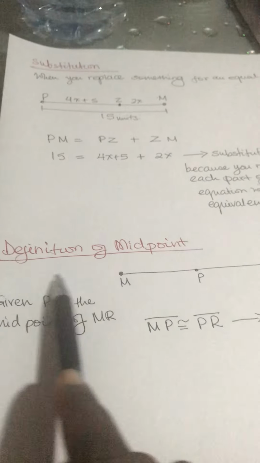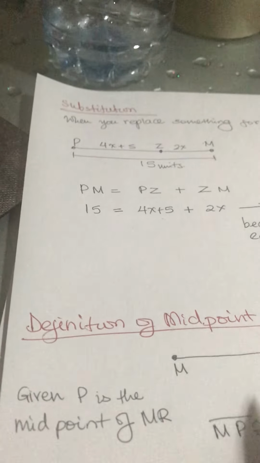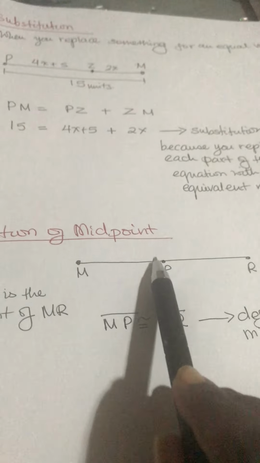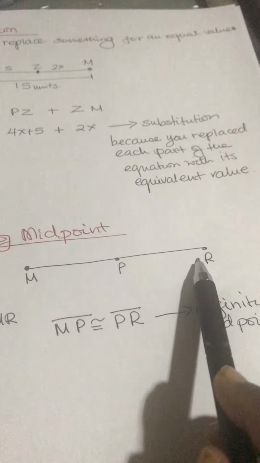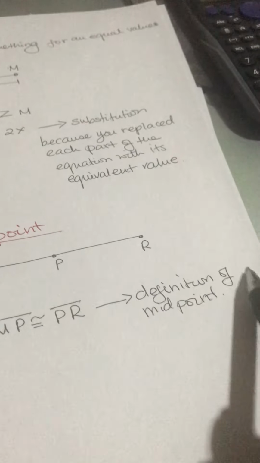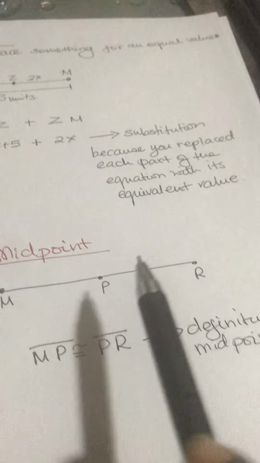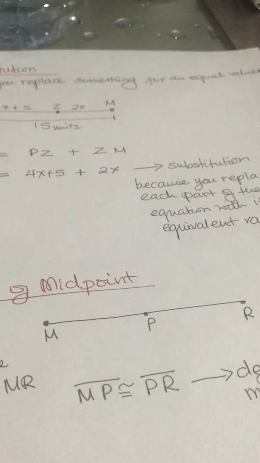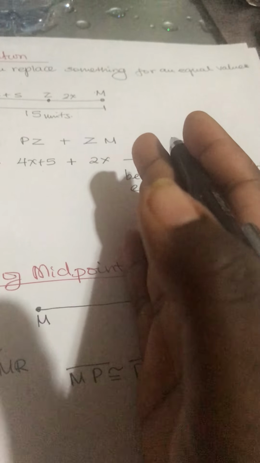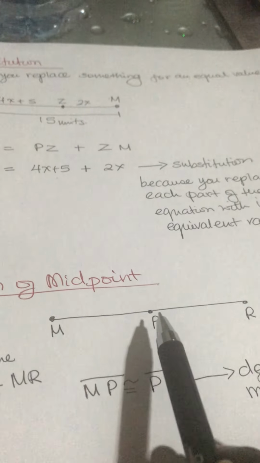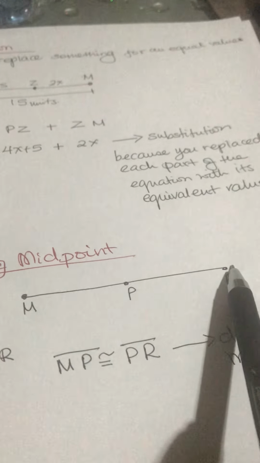Now you need to remember the definition of midpoint. The question will tell you who is the midpoint. So here, the question has told us P is the midpoint. It says given P is the midpoint of line MR. So how do you define a midpoint? MP must be congruent to PR. Must be. That is the definition of midpoint, because a midpoint cuts your line into two equal parts. So MP should equal PR, or line MP is congruent to line PR.